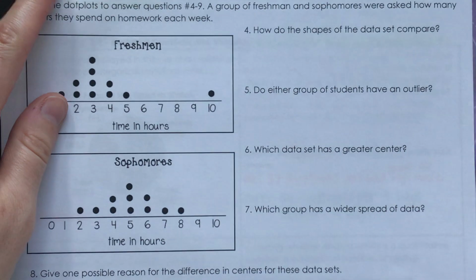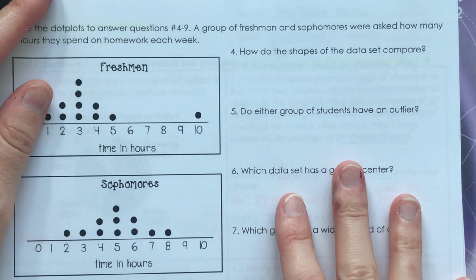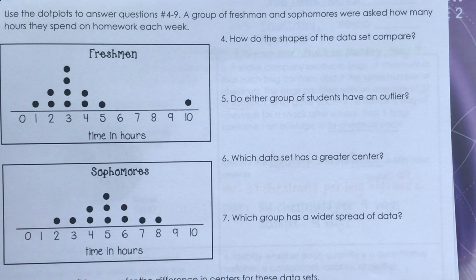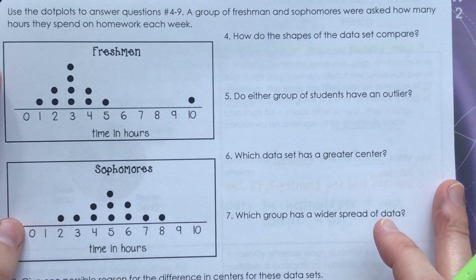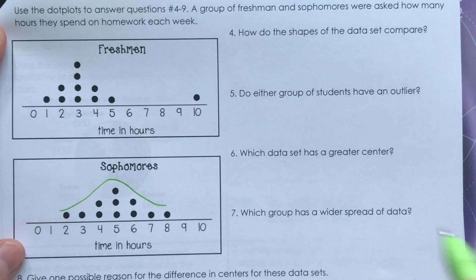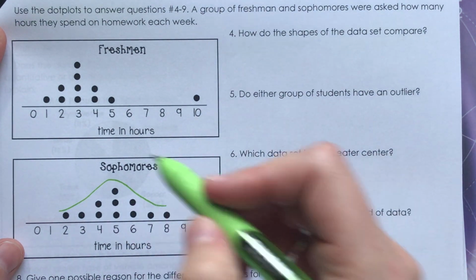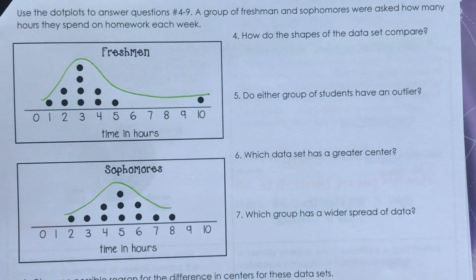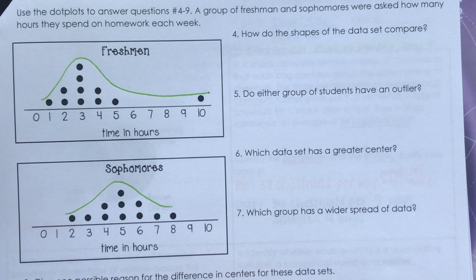Last couple of questions here. Use the dot plots to answer questions 4 through 9. A group of freshmen and sophomores were asked how many hours they spend on homework each week. How do the shapes of the data sets compare? So I'd say sophomores looks very, very symmetric. Freshmen look like their data is not as symmetric, does it?